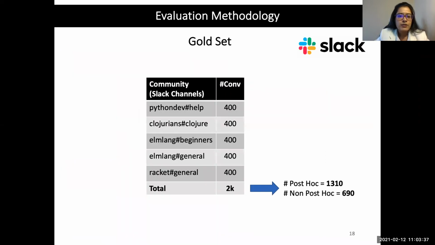Now, moving on to the evaluation of this. So we evaluated our technique over a set of 2,000 developer conversations curated from 5 different programming communities on Slack. And in the gold set, which is a manually annotated gold set, we see that there are 1,310 post-hoc quality conversations, while there are around 700 non-post-hoc. So this shows that our data set is a little bit unbalanced.